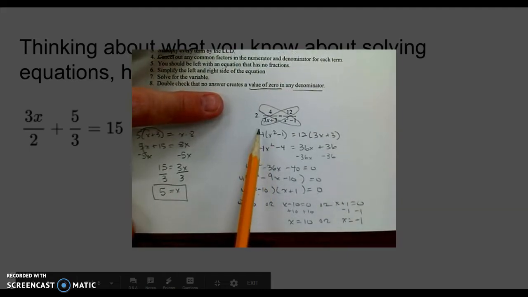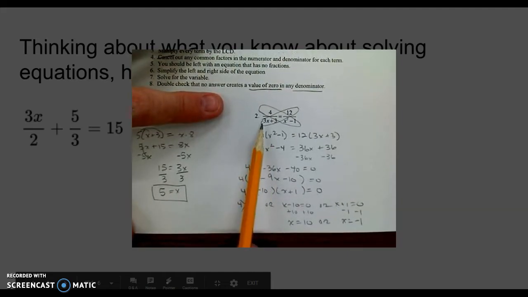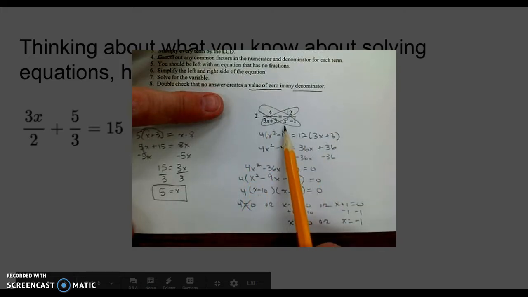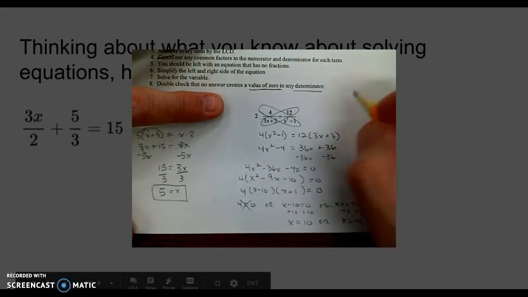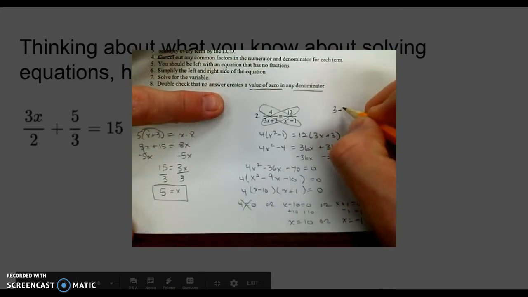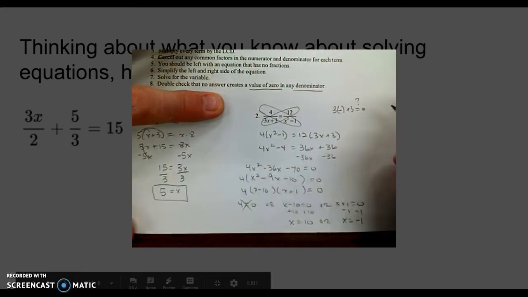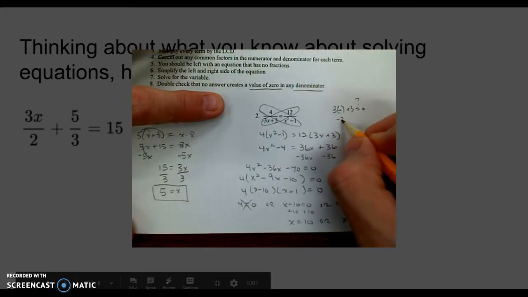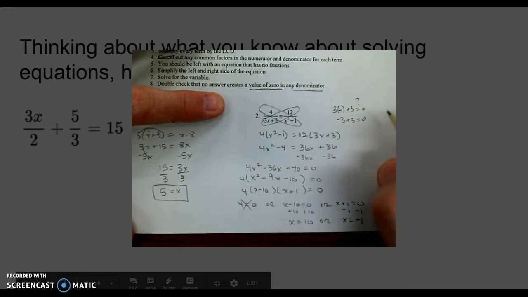What happens when I put 10 in for my x value? 3 times 10 is 30, plus 3, that's not equal to 0. 10 squared is 100 minus 1, that's not equal to 0. So that one's okay, but when I put negative 1 in here, 3 times negative 1 plus 3, is that equal to 0? So negative 3 plus 3 equals 0.